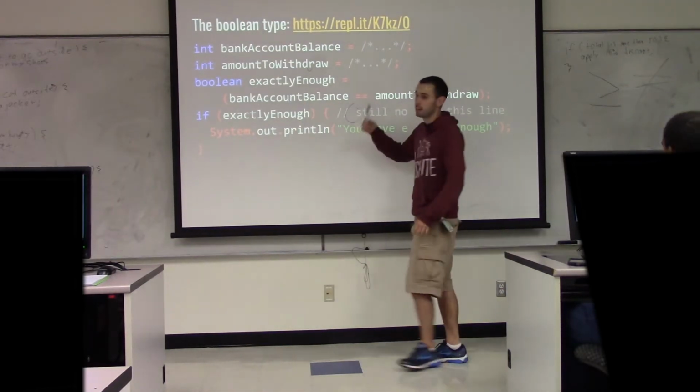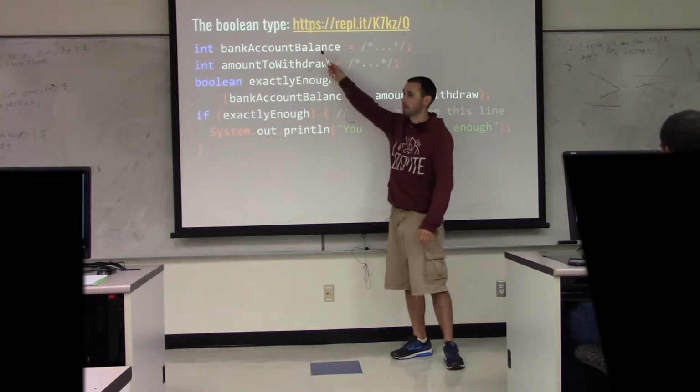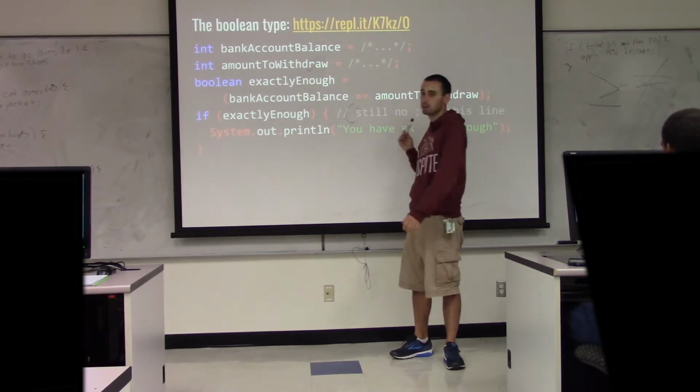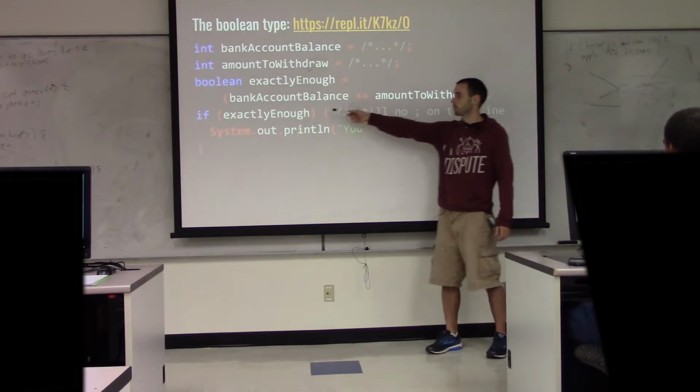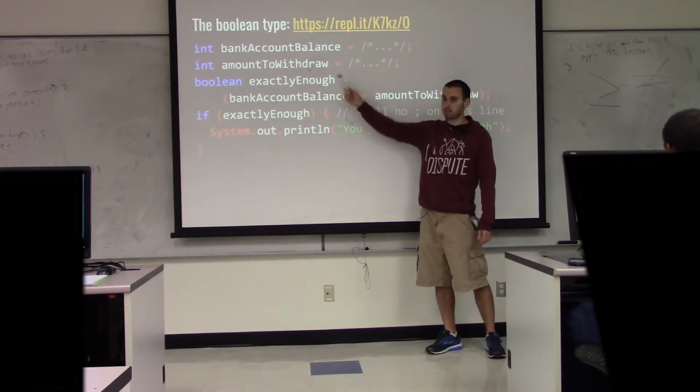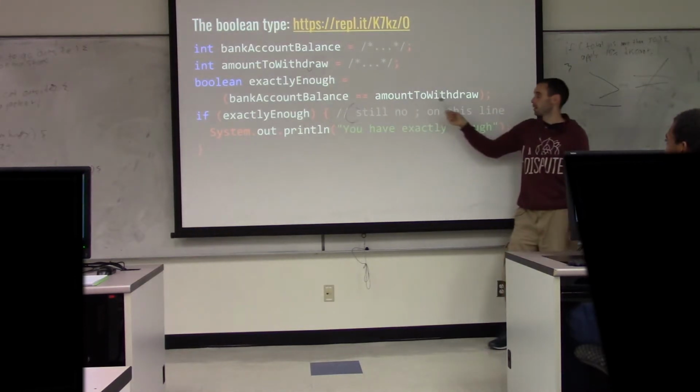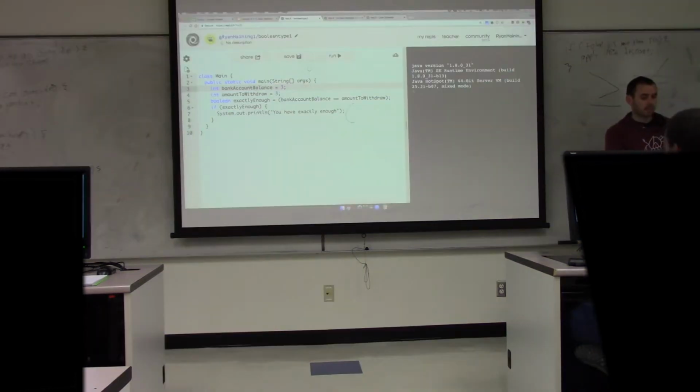So instead of saying, as I had earlier, if bank account balance equals amount to withdraw, print out you have exactly enough, here I'm creating that Boolean outside, and then I'm checking this guy here. So Boolean exactly enough is going to be the result of bank account balance equals amount to withdraw. Bank account balance equals 3 here, amount to withdraw equals 3. I said Boolean exactly enough equal to the result of that comparison, and I run it, and I get you have exactly enough printed out.